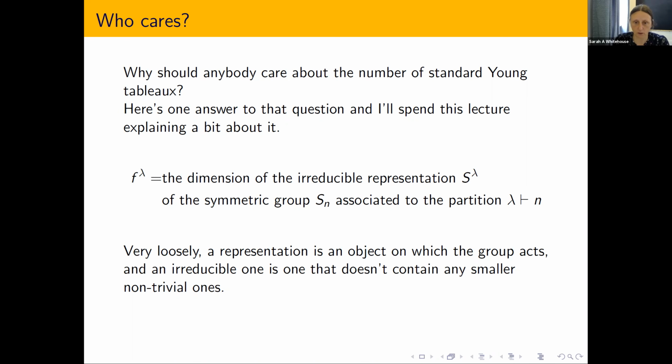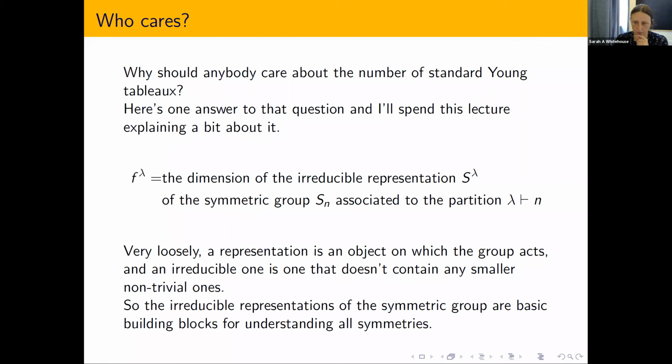Okay, and then the other word that I haven't said anything about yet is irreducible. That's said here towards the bottom of the slide. So we have a representation, some kind of object, a vector space on which the group acts. And an irreducible one is kind of what it sounds like. It's one which doesn't have any non-trivial smaller pieces. So it's one that can't be broken down into smaller parts.